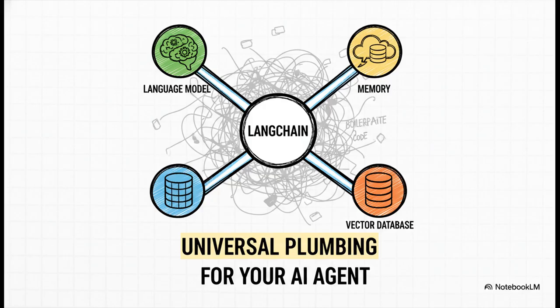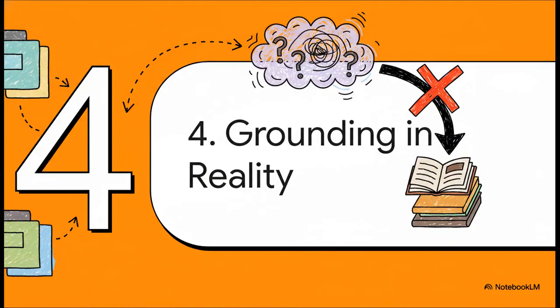LangChain is like the universal plumbing for your AI agent. It's this abstraction layer that handles all the messy connections between the language model, the memory, and our new vector database. It lets you focus on the actual logic of what your agent should do, not all the boring, repetitive setup.